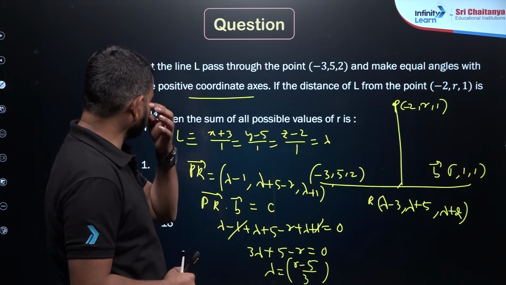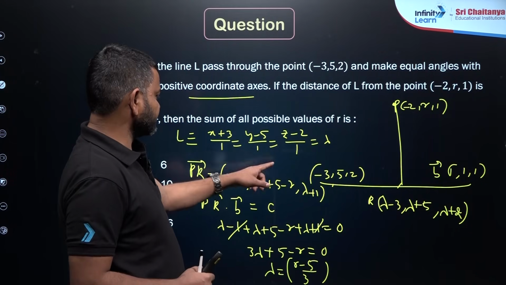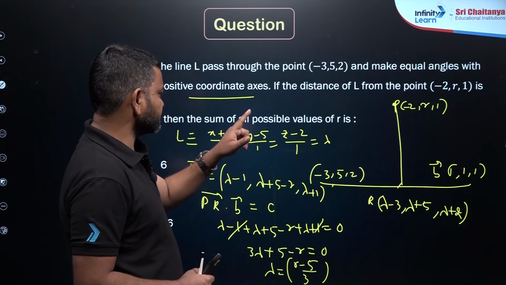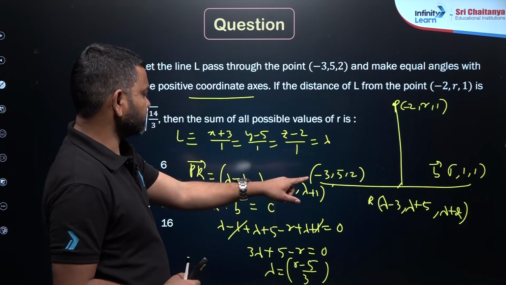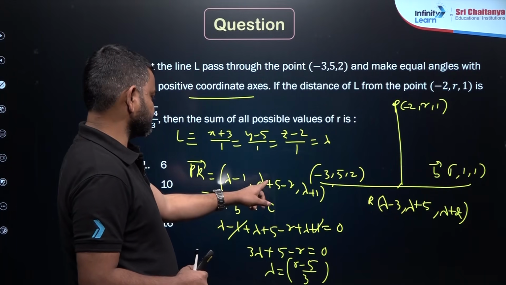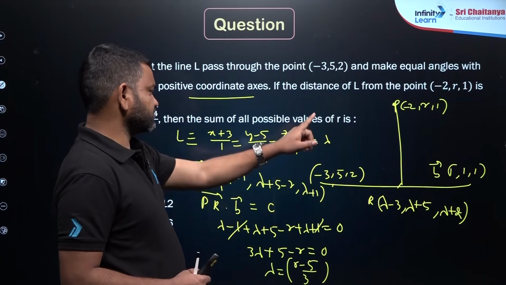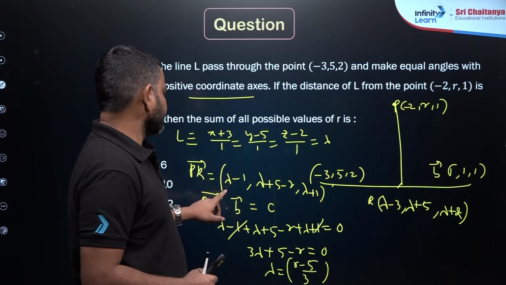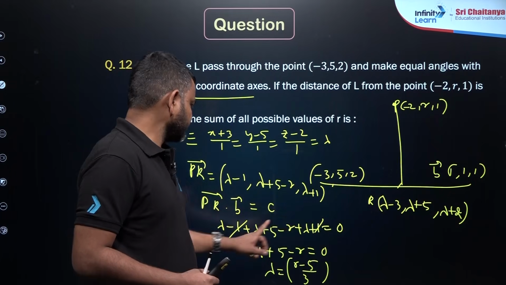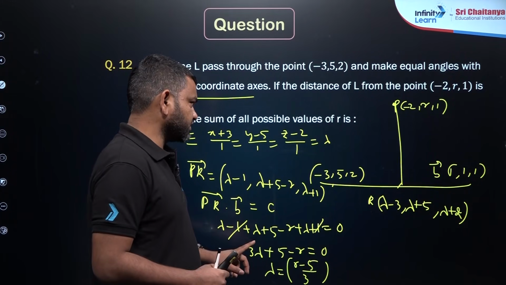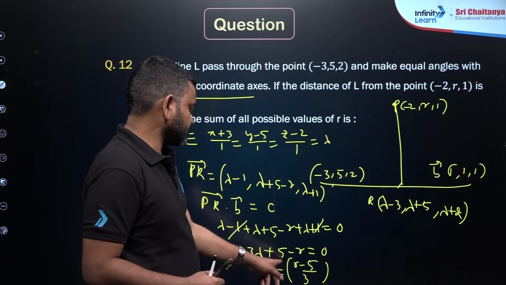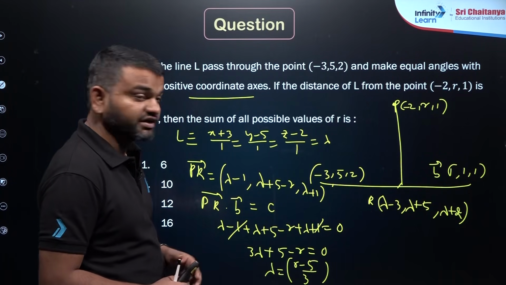Is the calculation going well here now? Lambda minus 3, lambda plus 5, lambda plus 2, and the points are minus 2, r and 1. So lambda minus 3 minus of minus 2 is going to be minus 1, lambda plus 5 minus r, and lambda plus 2 minus 1 is going to be lambda plus 1. So lambda minus 1, lambda plus 5 minus r, and lambda plus 1. Minus 1 and plus 1 are going to get cancelled here. If they are getting cancelled, we have 3 times of lambda minus r, so lambda value is going to be r minus 5 by 3.